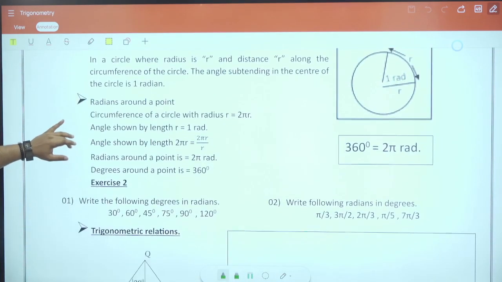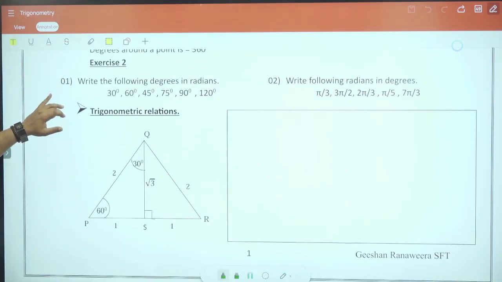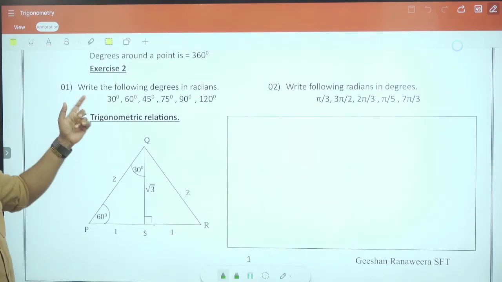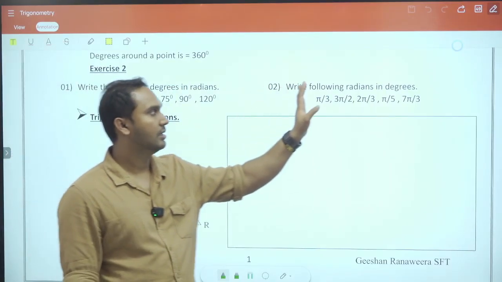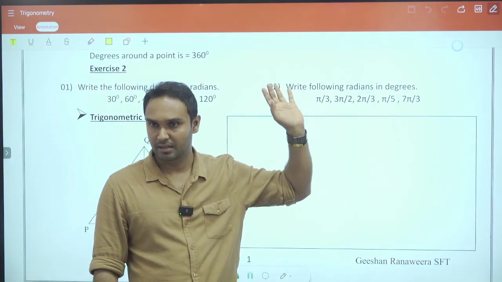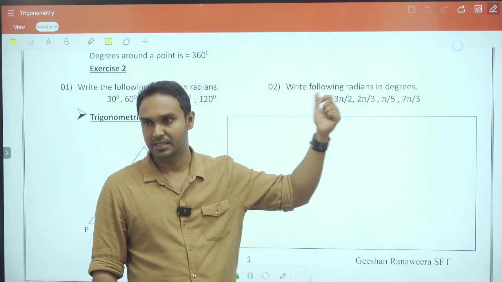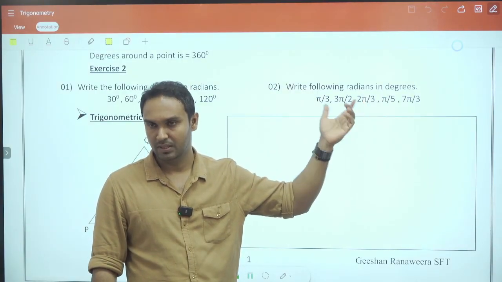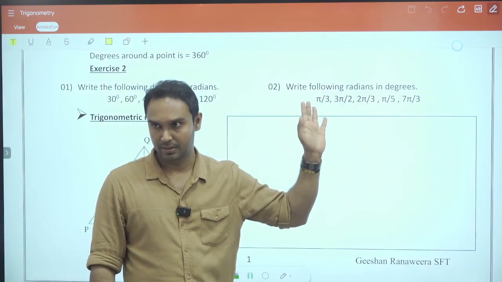Okay. Right. So the next thing. Now you have to convert degrees into radians and radians into degrees. We already did this under the area and volume as well, didn't we? So this is homework. You do this at home. Convert degrees into radians and radians into degrees, right?